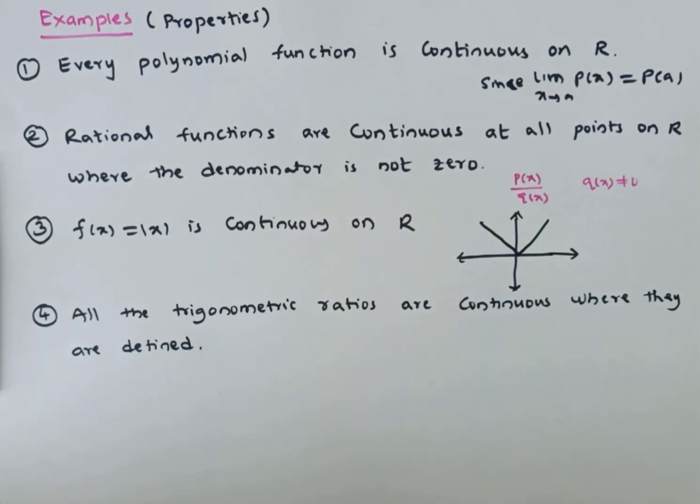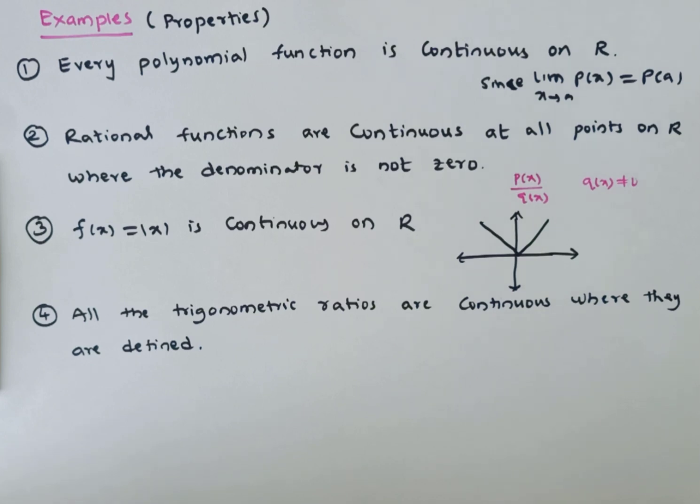So all the trigonometric ratios are continuous where they are defined. So indirectly it says that every function is continuous on its domain. Domain means when we give an input value, it must be valid; if it is valid, then it is compulsorily continuous. So similarly, the trigonometric ratios are continuous everywhere.